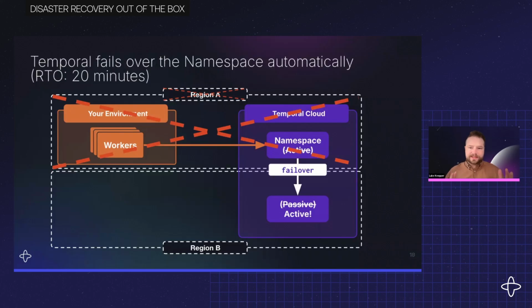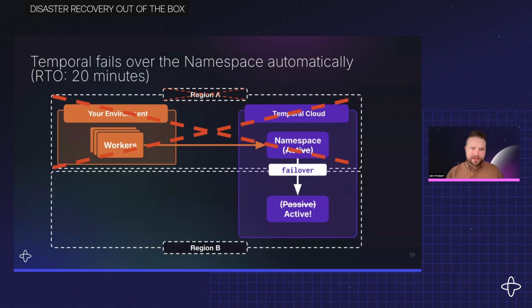So there's two things that happen in parallel. The first thing that happens is Temporal fails over the namespace. And we'll do this automatically for you. We detect cloud outages, and we're always improving our detection with the latest ways to detect that the region's gone down or the namespace is unreachable.